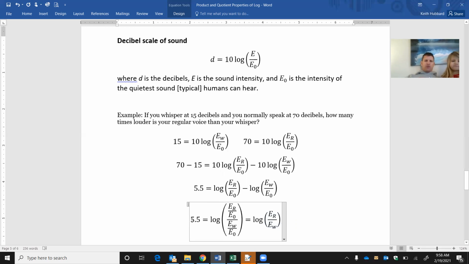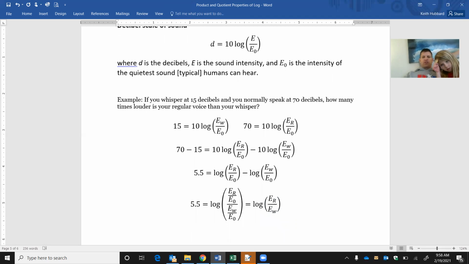Now I have a basic log equation. I have 5.5 equals log base 10 of ER over EW. I'm going to convert that into a basic exponential equation. Start with my base, 10 to the 5.5 equals ER over EW. So the question is really how much louder is the sound wave from your regular talking compared to your whisper? And the answer is 10 to the 5.5 times bigger.